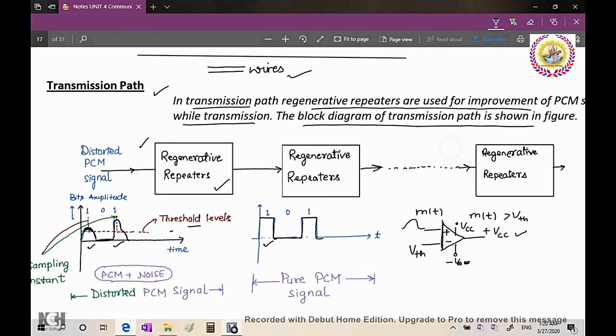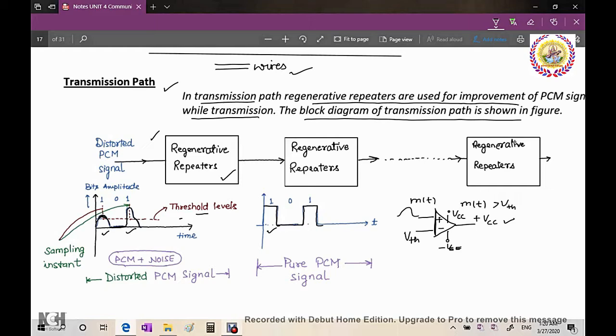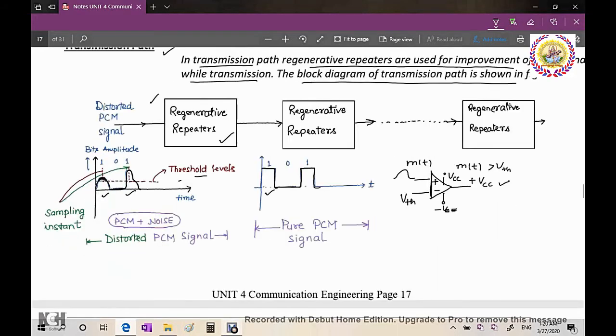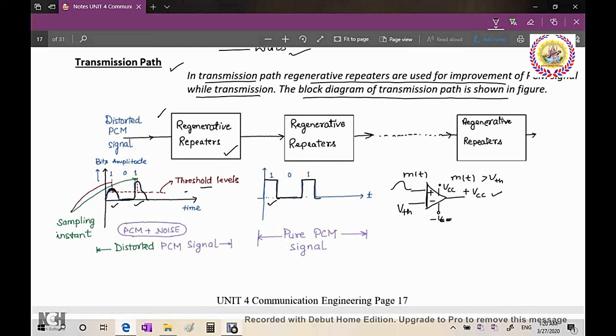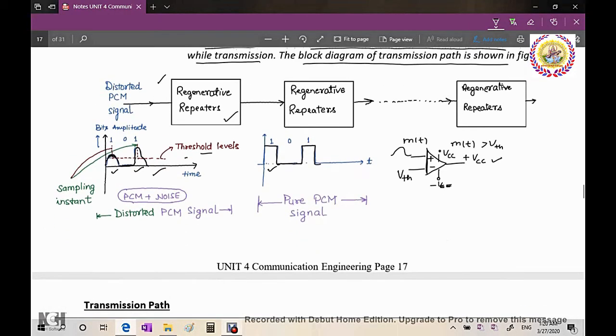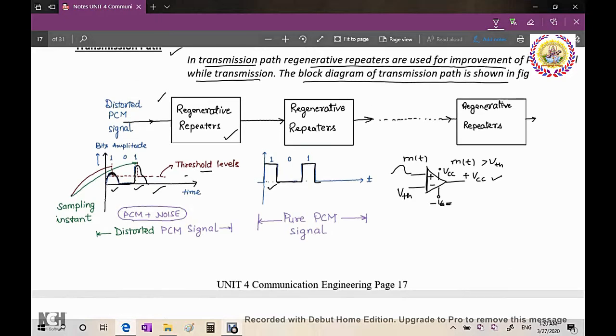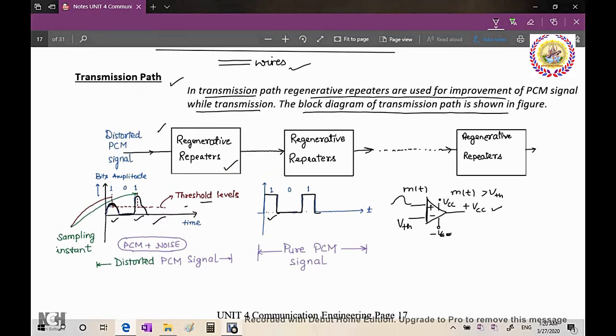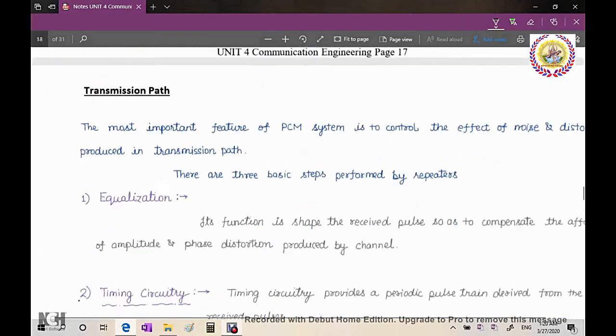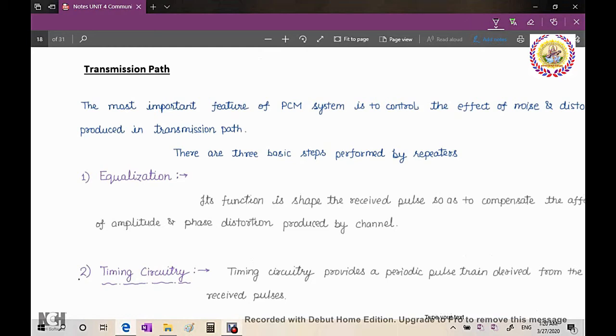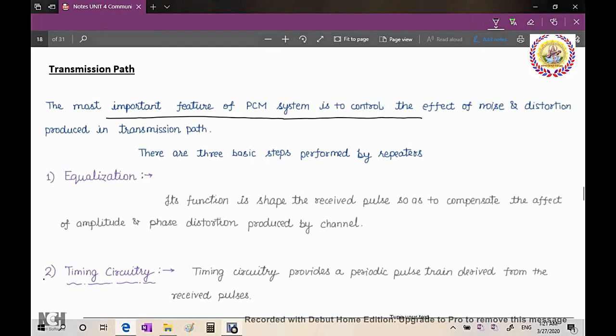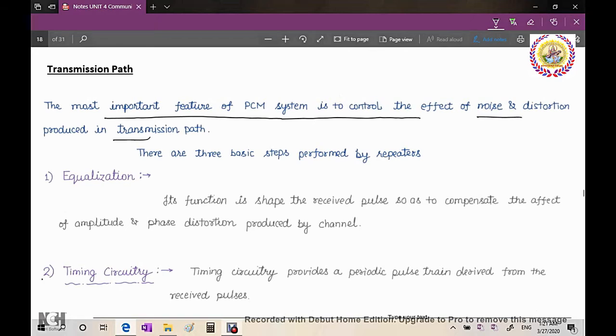So what is the repeater doing? Repeater actually cures the input distorted data. There are several stages of regenerative repeaters that depend upon the incoming data. Then the most important feature of PCM is to control the effect of noise and distortion produced in the transmission path.